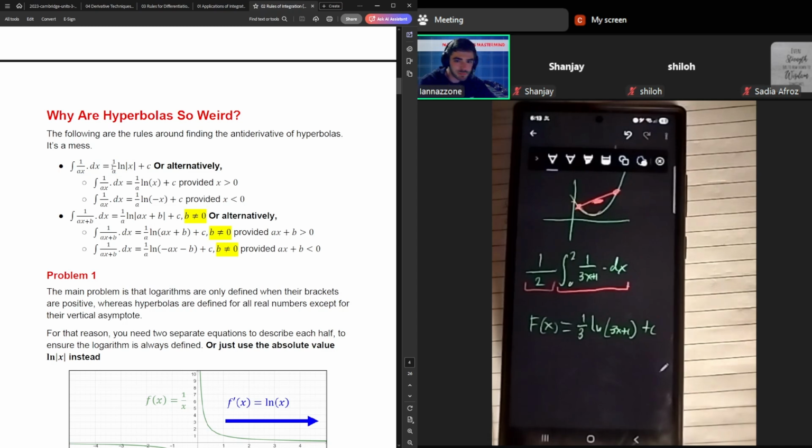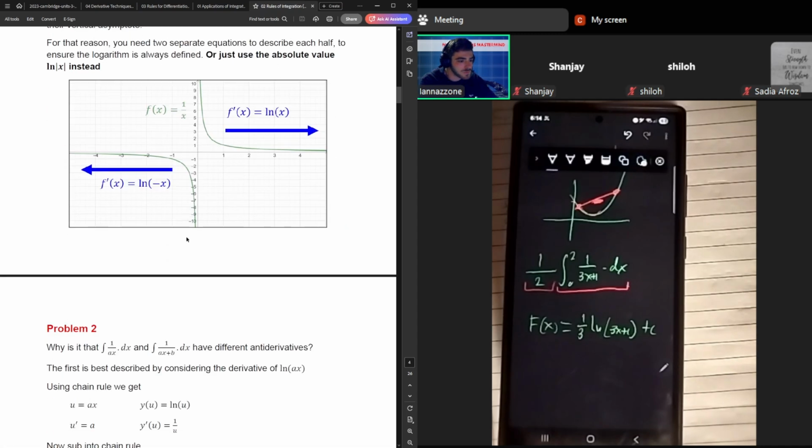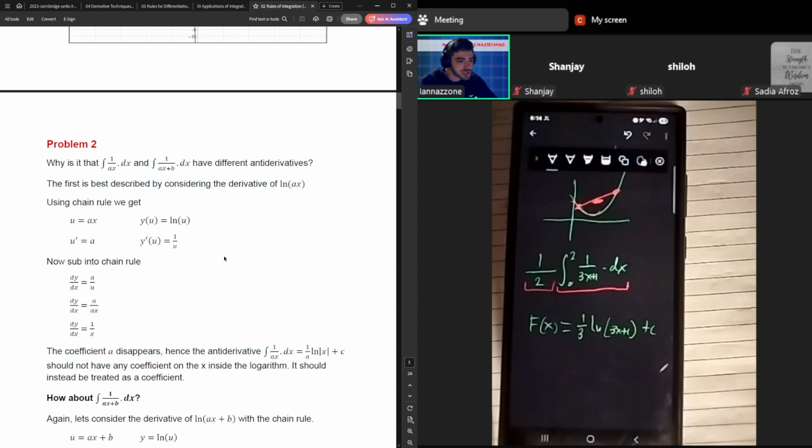The main problem that comes about is 1 over ax, the ax doesn't appear in here, whereas ax plus b, the ax plus b does appear in here. And that might seem like it's an inconsistency. It's not. It's intended. And so this explanation here is there to explain why that's the case.